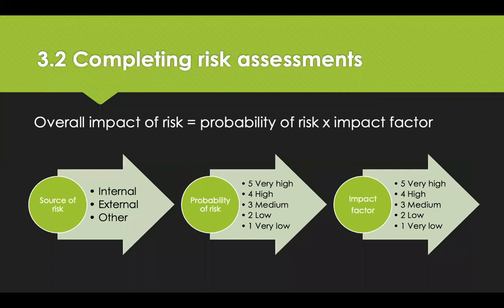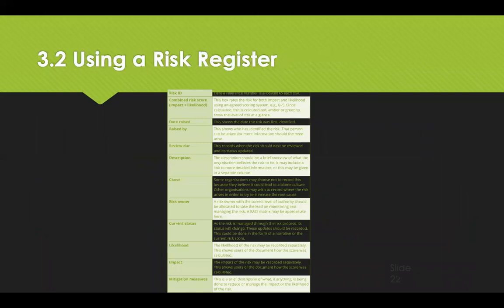When you're completing your risk assessment, you will look at the overall impact of the risk. So it's essentially probability of the risk multiplied by the impact factor. And the source of the risk could be internal, external, or other. Probability can be from low to very high, and the impact from low to very high. And this just shows you a generic framework that you could use in a risk register. If you have a risk register in your own organisation, you could use this framework to critically evaluate whether or not it's fit for purpose, or whether there are areas that could be improved.